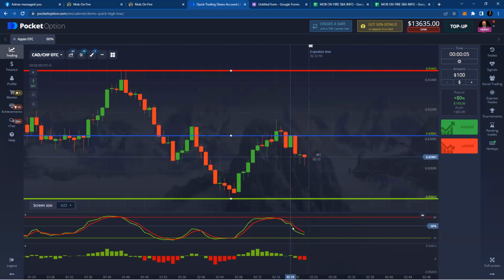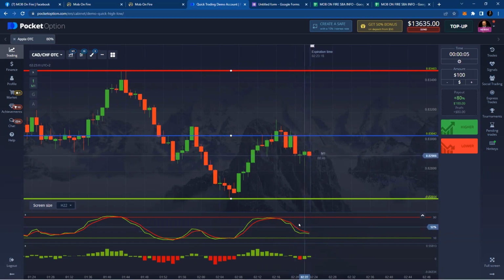When you see these 2 lines right here, the red and green line coming down from the red line towards the green line, that's an indication of a sale, especially when the red line is on top like it is right now. So those are the things that you're going to be looking for.